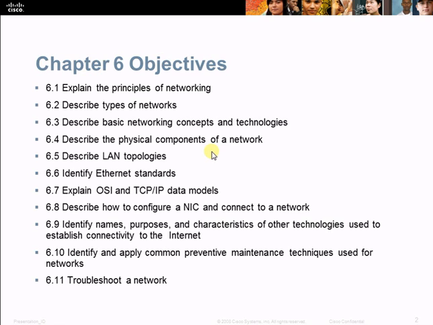And we're not going to really get into how to configure a NIC. I'll let you guys do that in the reading. And we won't really look at the other parts either. So, all right, let's get into it.